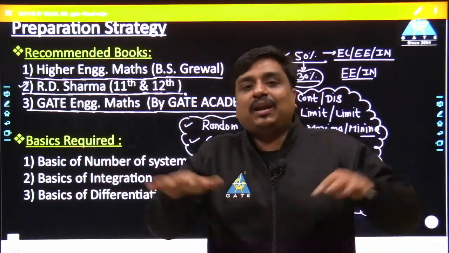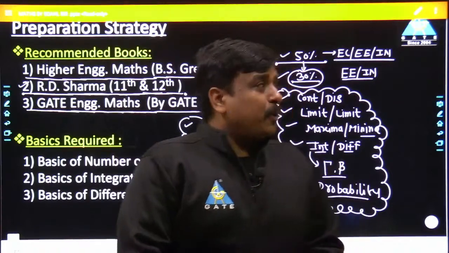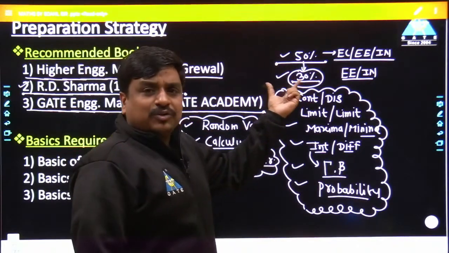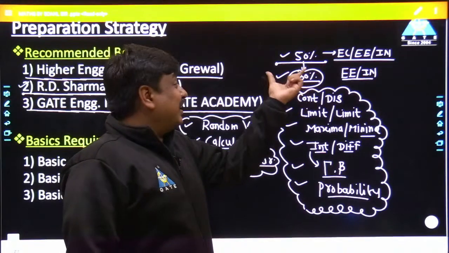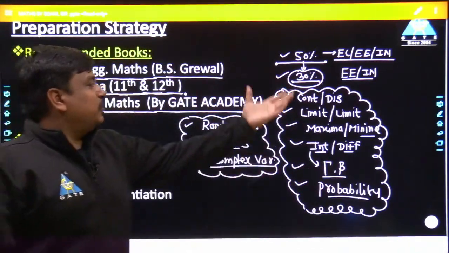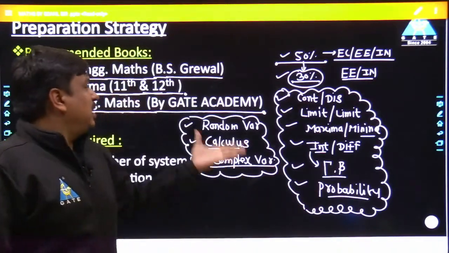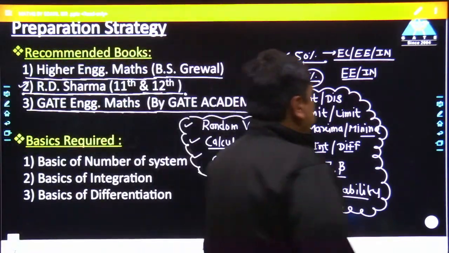Like if you're from electrical, you can go into the instrumentation as well as electronics. So end of the day, what would happen? Probably you may not be able to solve approximately 30% questions. Now that 30% questions, or the concept behind those questions, has to come from the two books. Which are the books? Either it has to come from R.D. Sharma, or it has to come from B.S. Grewal.